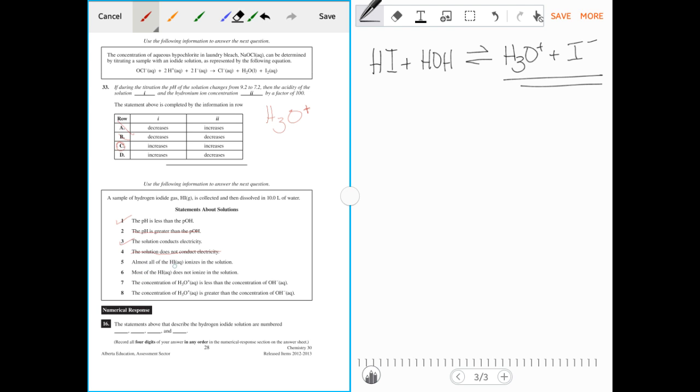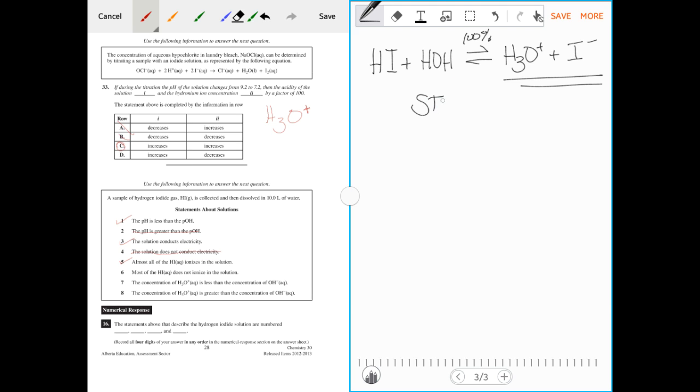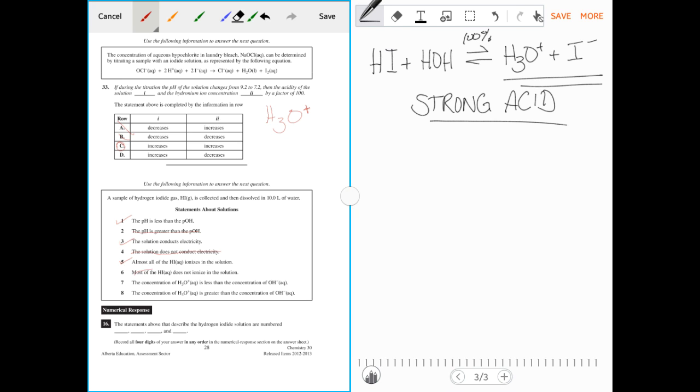Almost all of the HI ionizes. Because it is a strong acid, we expect that the hydrogen iodide ionizes almost entirely, or it does entirely ionize in the solution to form 100% H3O and iodide. Now, the reason I know that is because it is a strong acid. It's one of our 6 strong acids that we'll see on our data booklet that's listed above that gray bar. So we know it's a strong acid. We should have 100% ionization, or close to 100%. Okay, so 6 is not the case.